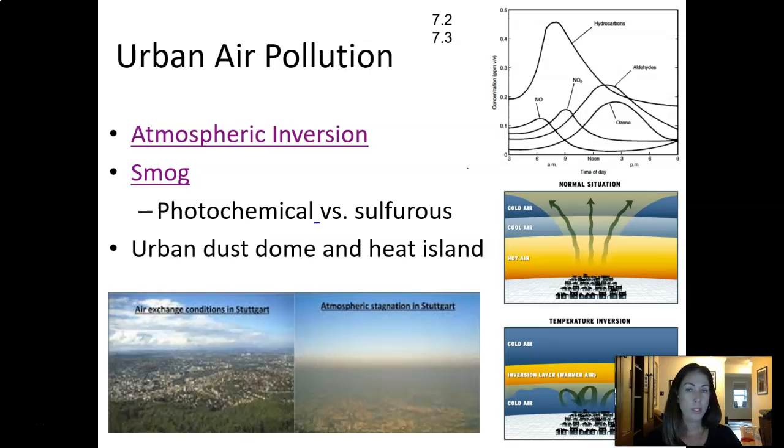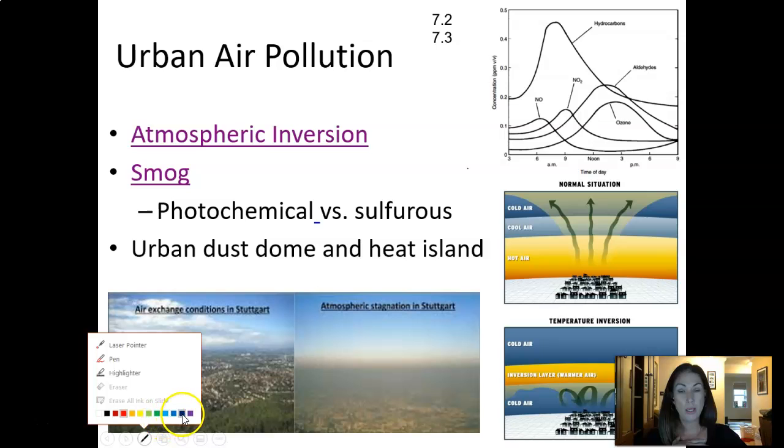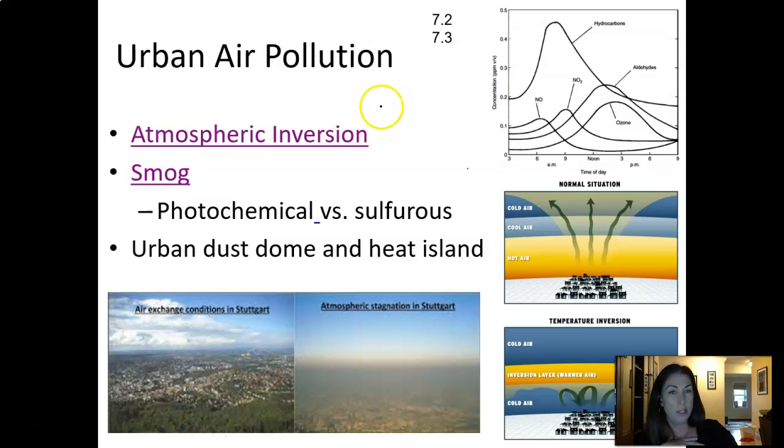Now one of the reasons why it might become trapped in an urban area is because of a phenomenon called atmospheric inversion. Typically what you see in the troposphere is that if we take a look at a temperature profile, and here is cold and here is warm, typically what you see as you go up in altitude is that we are warm at the surface and you get colder. So that is a typical temperature profile.